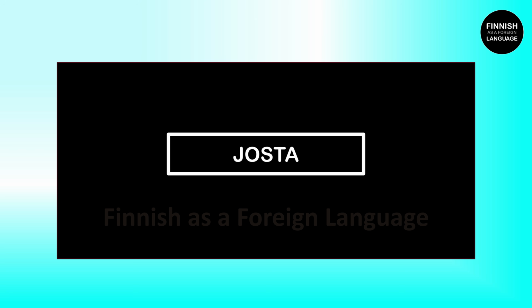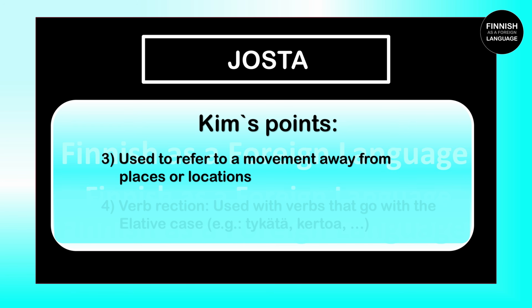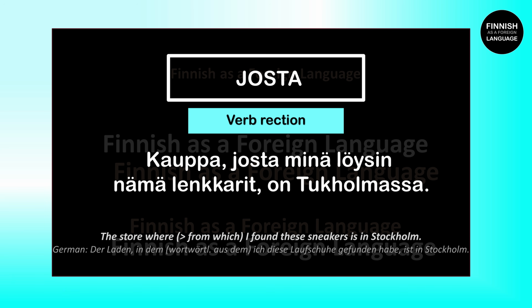Now we carry on with josta, which can be translated as from which. We use josta, which is the elative case of joka, when we want to refer to movement away from places or locations, or with verbs that require the elative case, like for example, tykätä or kertoa. Let's have a look at some examples. Kauppa, josta minä löysin nämä lenkkarit, on Tukholmassa. In English, the store where I found these sneakers is in Stockholm.